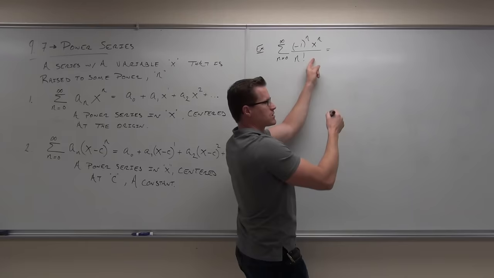The reason why this is defined only on negative 1 to 1 is because we are going to be using a power series to represent this. We have to use a geometric power series to represent this. Because geometric series only converge when this number is between negative 1 and 1, x has to be between negative 1 and 1. That's the only way that this thing is going to converge. Therefore, it's the only way that we're going to get a power series to represent this function.